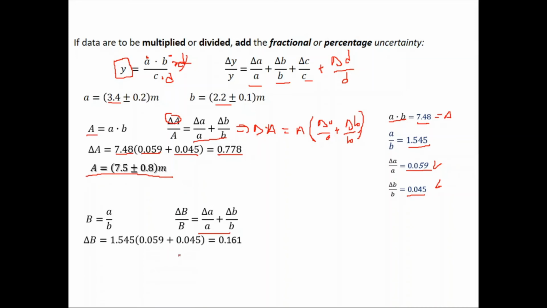And similar calculation is done for the division here. This is the A over B. This is delta A over A. This is delta B over B. And this is our amount of uncertainty in the B. And if we are going to express it again, I'm going to round this value. It's going to be equal to 1.5. I'm also going to round this value. It's going to be 0.4, 0.2.